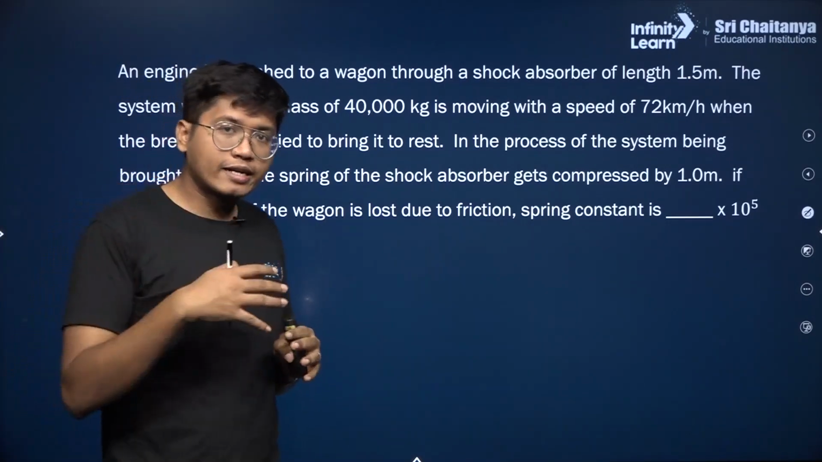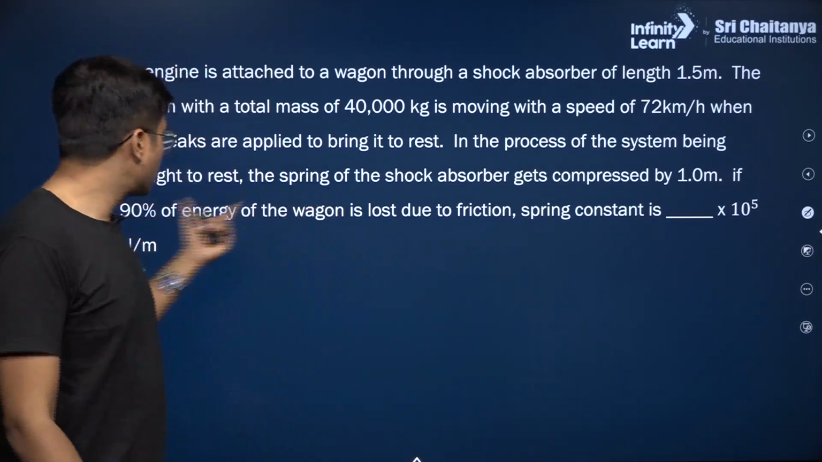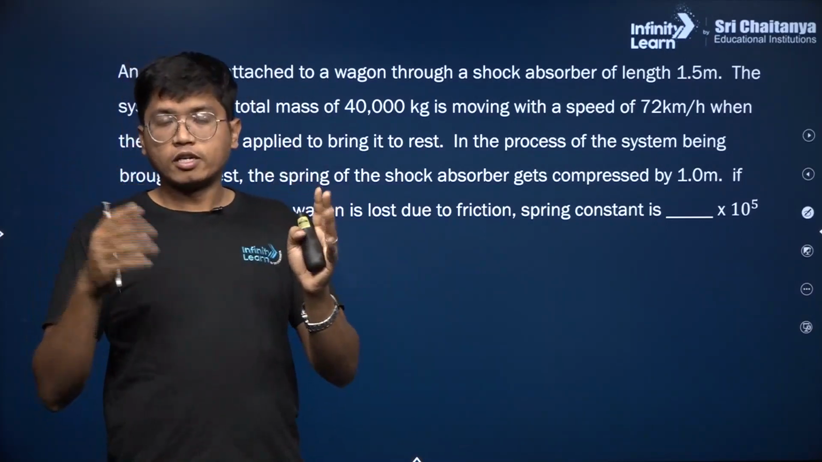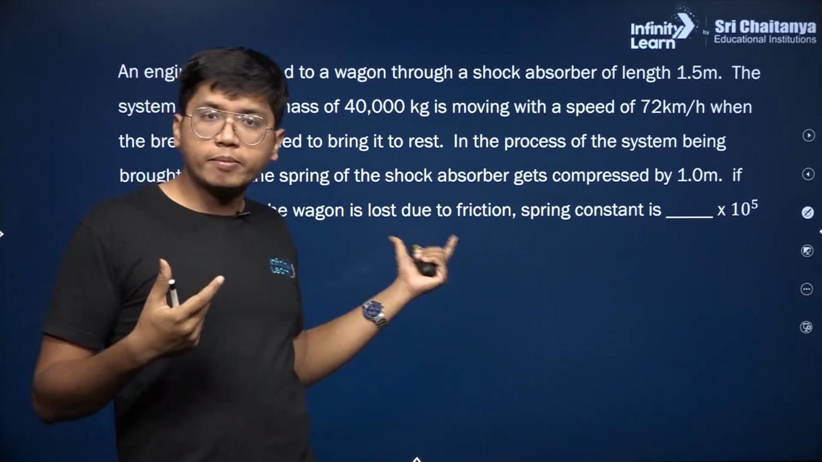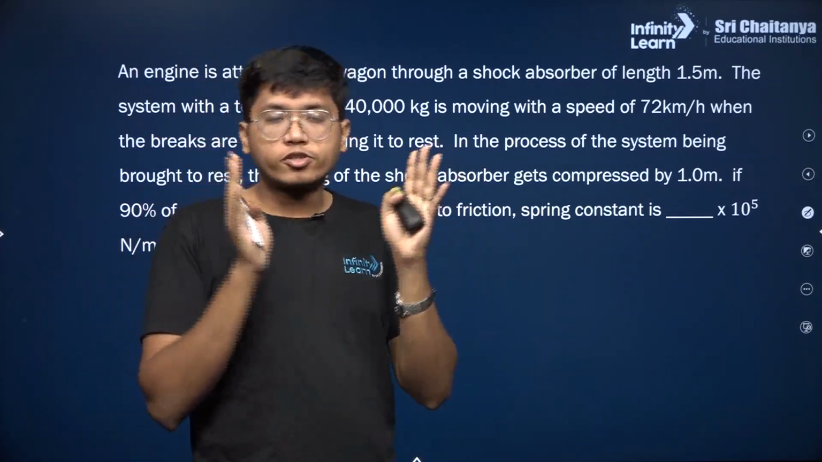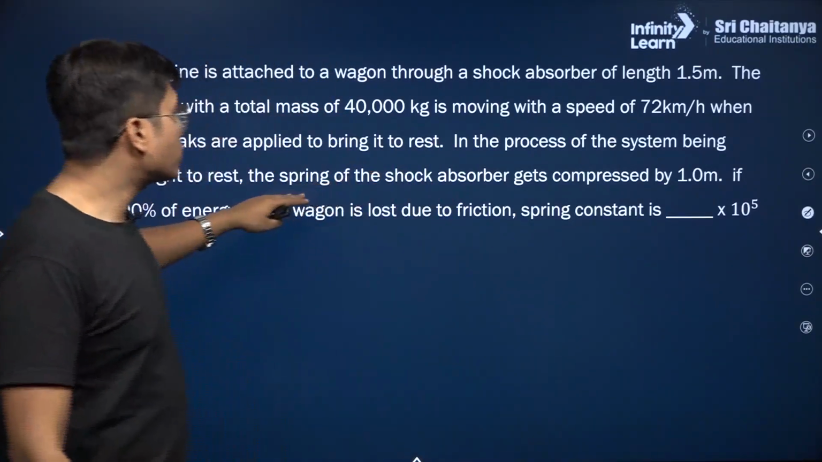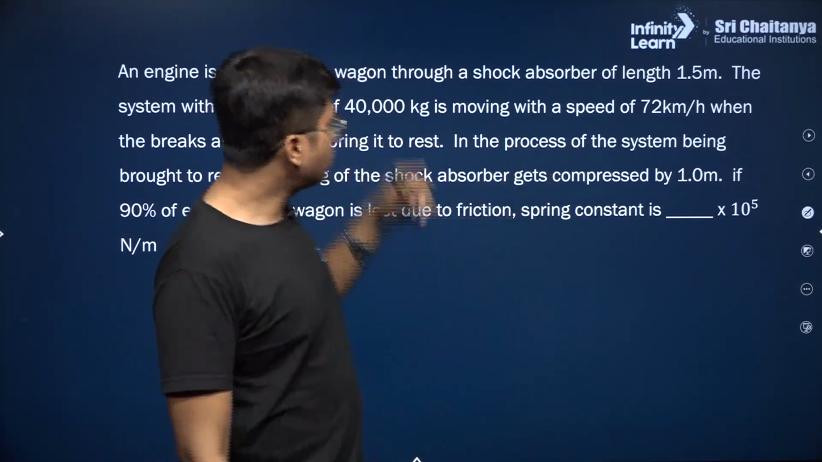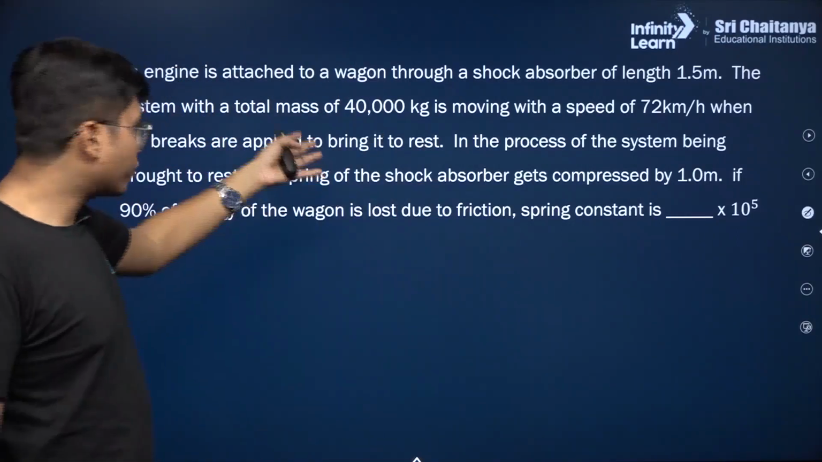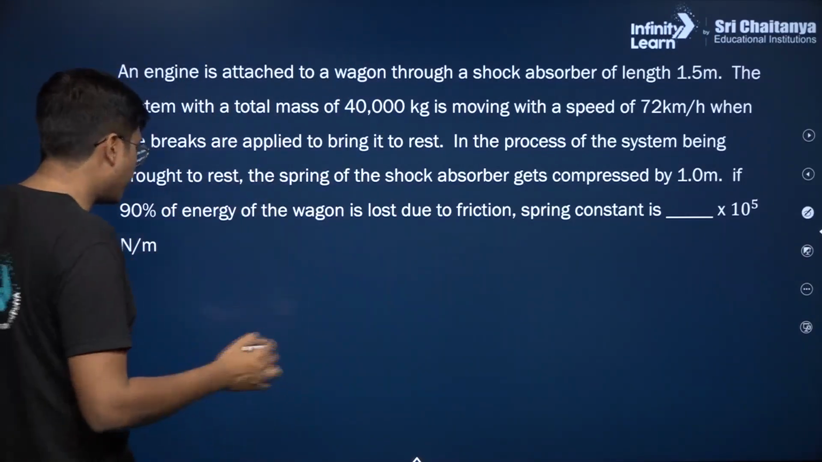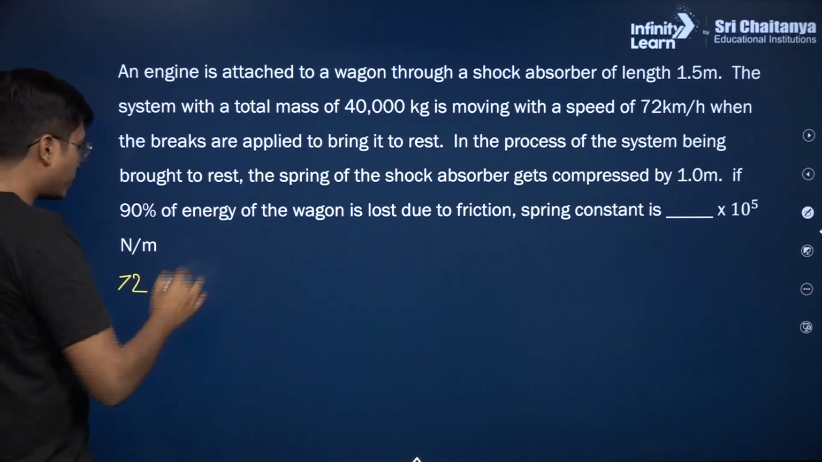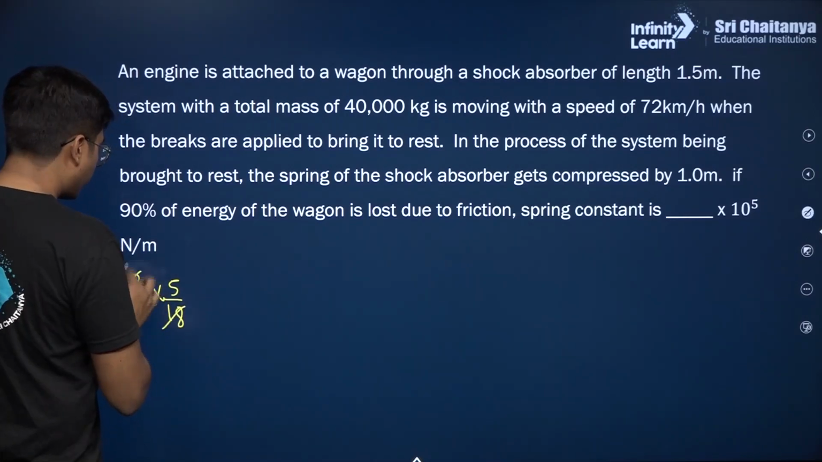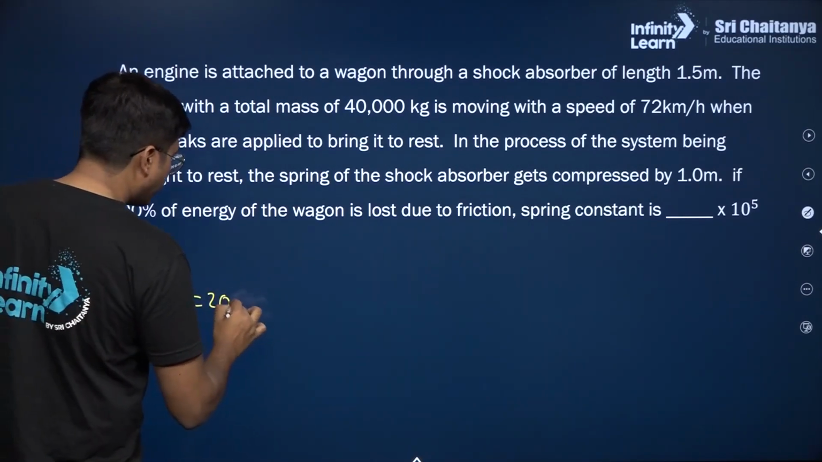So you had the original kinetic energy. Part of that kinetic energy is lost to friction, and the other part is absorbed by the potential energy of the spring. So the 10% remaining should be equal to the potential energy of the spring at its compression. Before we move into that, we have to first convert this from kilometers per hour into meters per second, because we are dealing with SI and meters everywhere else. The simple way to do that is multiply kilometers per hour by 5 by 18. This goes with 4. That gives you 20 meters per second.